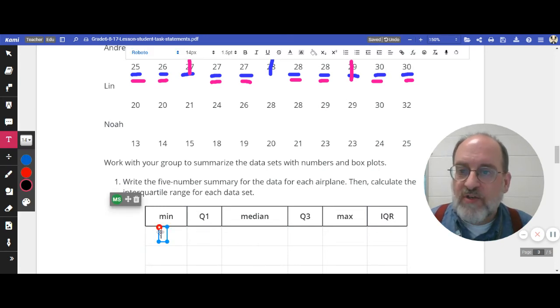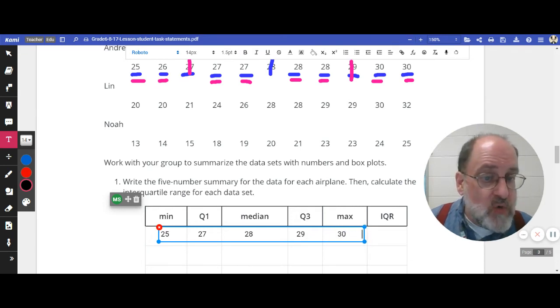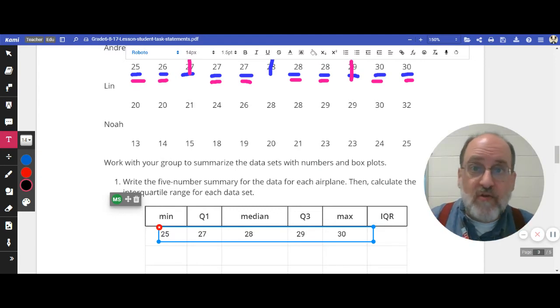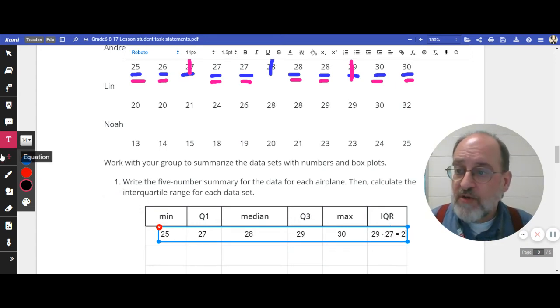Okay, so if I want to write down the information here, and we're doing this for Andre's, the minimum is 25. First quartile is 27. Median is 28. Third quartile is 29. The max is 30. And remember, for the IQR, what you're doing is subtracting the first quartile from the third quartile. I was taking the max there. 29 minus 27 equals 2. All right, and we're just going to keep on doing that.